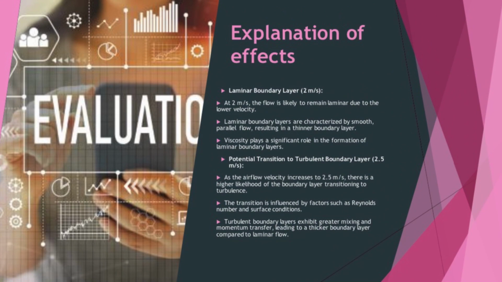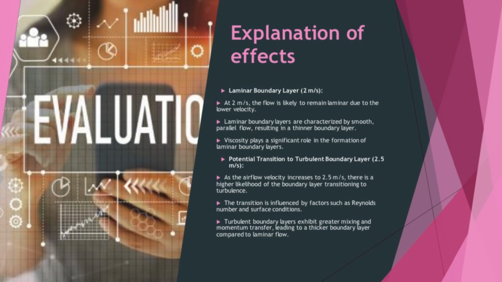Lastly, I want to talk about the explanation of effect. Laminar boundary layer at 2 m/s. The flow is likely to remain laminar due to the lower velocity. Laminar boundary layers are characterized by smooth, parallel flow, resulting in a thinner boundary layer. Viscosity plays a significant role in the formation of laminar boundary layers.